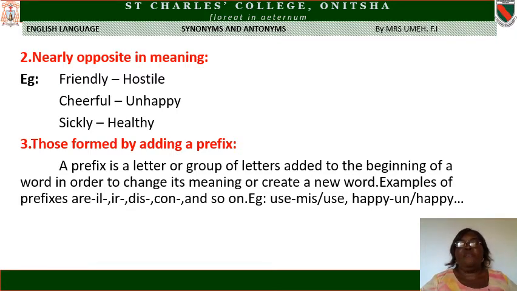Number three, we have those words whose antonyms are formed by adding a prefix. What do you mean by prefix? A prefix is a letter or group of letters added to the beginning or before a root word to create a new word. Examples of prefixes are il, ir, dis, mis, and so on. Example, in a word like use, if you add mis to it, it gives you misuse. A word like happy, if you add un before the word happy, it will give you unhappy.